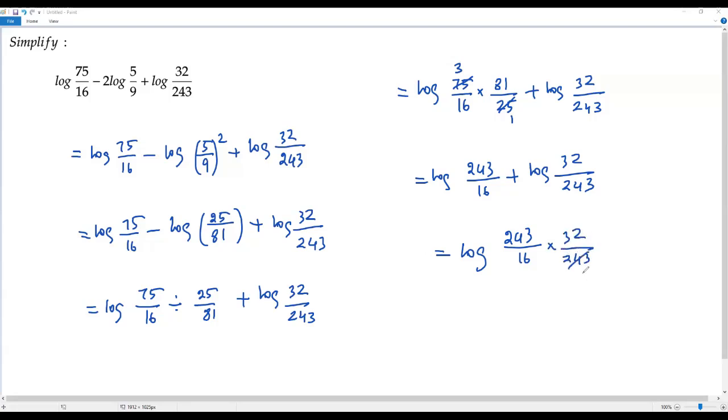So this 243 goes into 243 one time, here the same one time, 16 goes into 16 one time, and 16 goes into 32 two times. So we get a log. So 1 times 2 is 2. So 1 times 1 is 1. 2 divided by 1 is just 2. So I just simplified the given logarithmic expression. It's simplified to log 2.